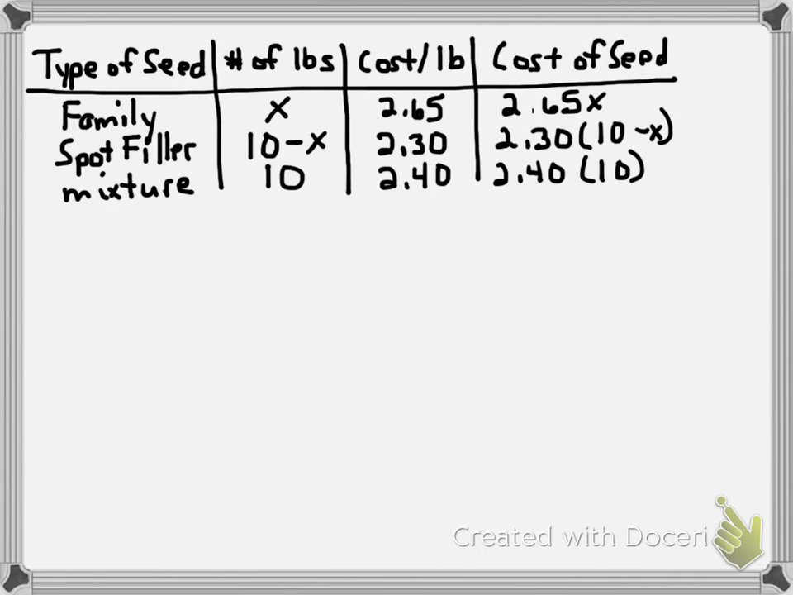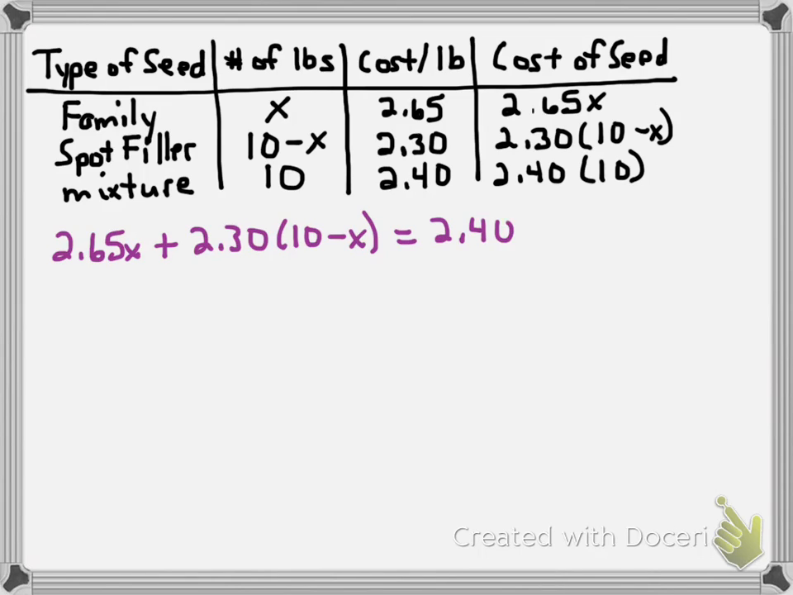So now we need to translate to an equation. If we take the cost of the family grass seed and add it to the cost of the spot filler grass seed, we should get the total cost of the mixture. So the cost for the family grass seed is 2.65x. Add the cost of the spot filler grass seed, 2.30 times 10 minus x. That should equal the cost of the mixture, which is $2.40 times 10.